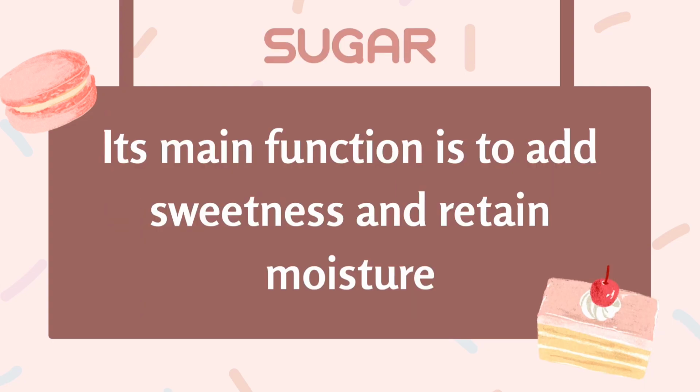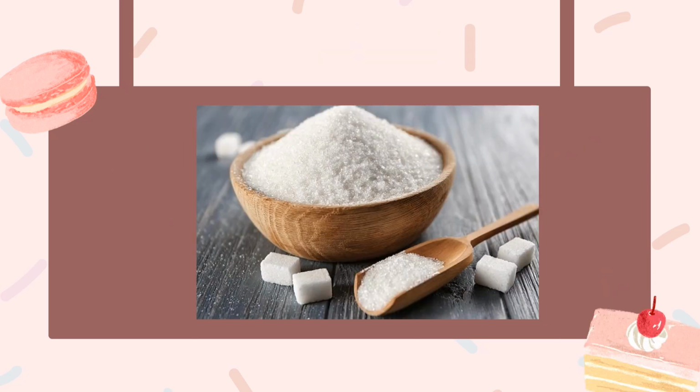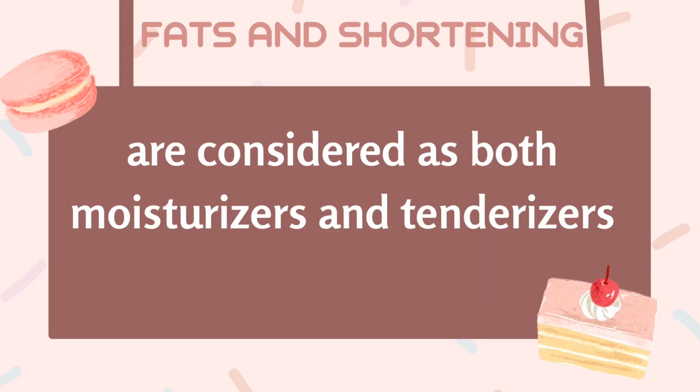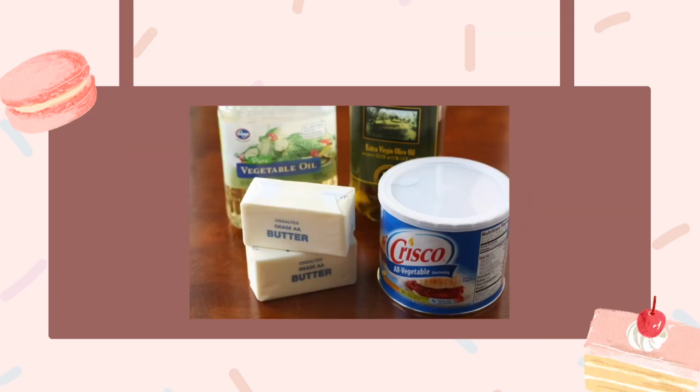Next is sugar, and its main function is to add sweetness and retain moisture in our cake. And this is an example of sugar. Next is fats and shortening. These are considered as both moisturizers and tenderizers. These are examples of fats and shortening.